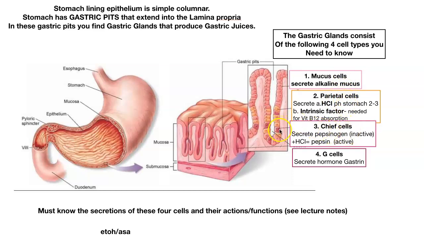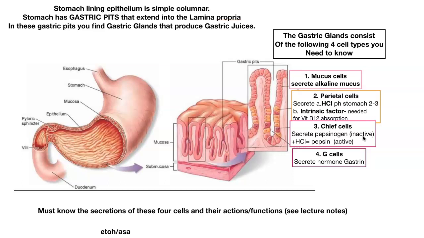The next cell down are the chief cells. So these chief cells down here, they secrete something called pepsinogen. Now, pepsinogen by itself is inactive. It doesn't do anything.